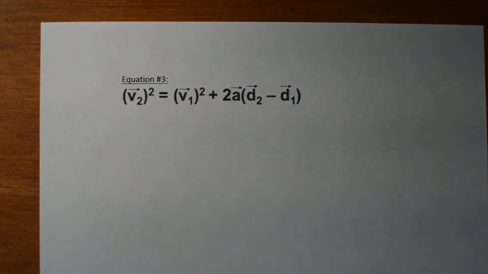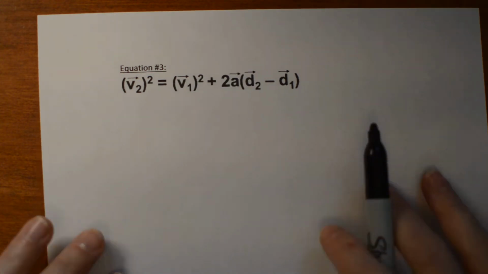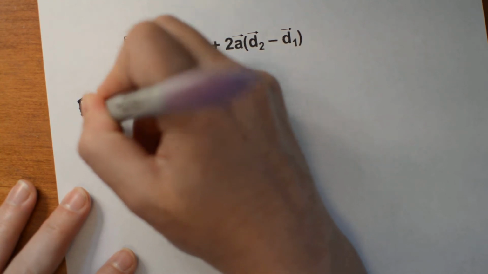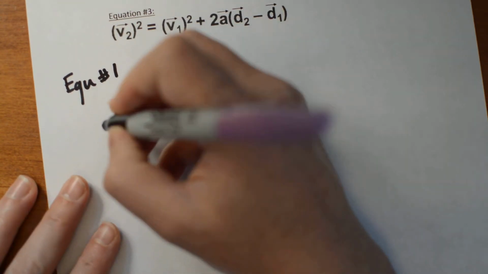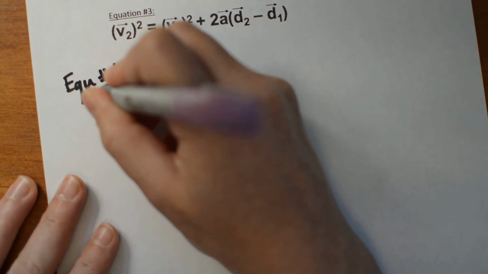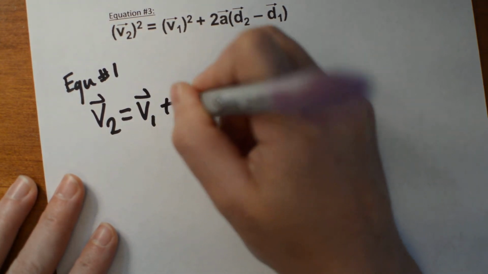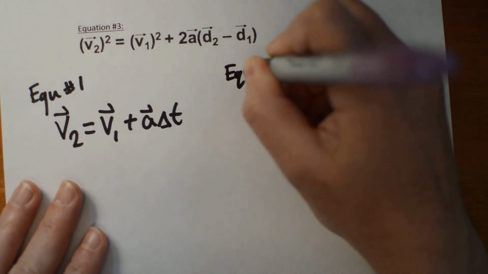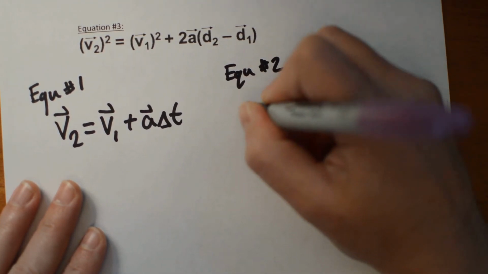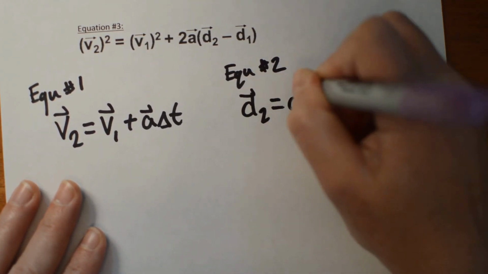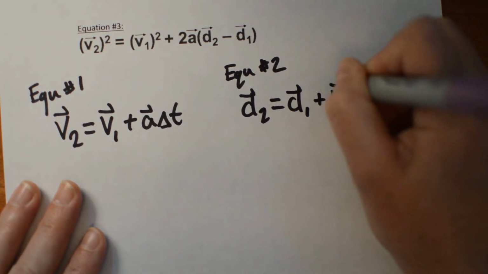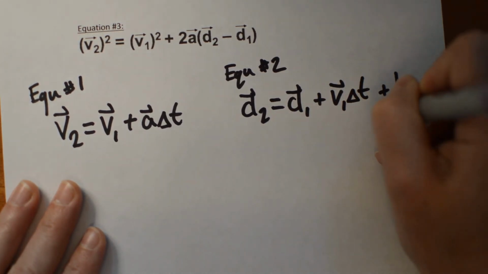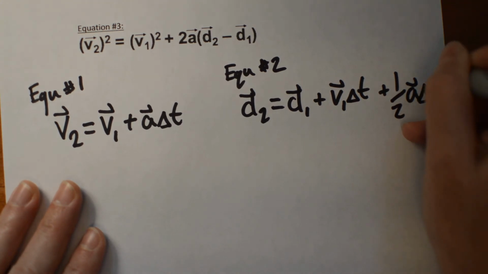The last kinematics equation is really handy for situations where you don't know the time. And in fact, this kinematics equation actually comes from kinematics equation 1. So equation 1 is that v2 is v1 plus a delta t, and equation number 2, which is d2 is d1 plus v1 delta t plus a half a delta t squared.